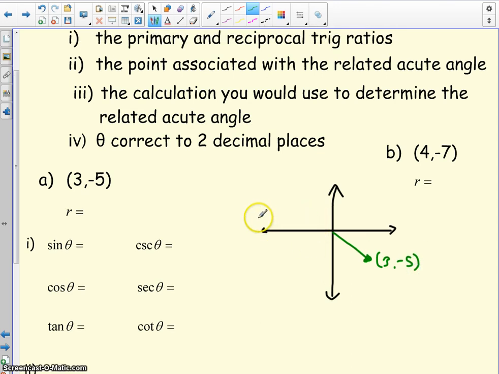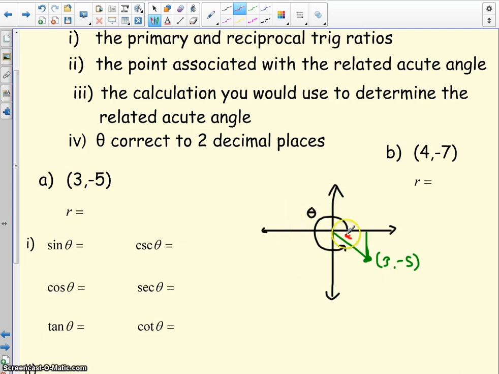Now this is going to create a triangle with the nearest x-axis. Just for illustration purposes, this right here is my theta. Because it's a principal angle between 0 and 360, it goes from the positive x-axis to my terminal arm, and the angle I'm going to have in here is going to be my alpha. That'll be my related acute angle.